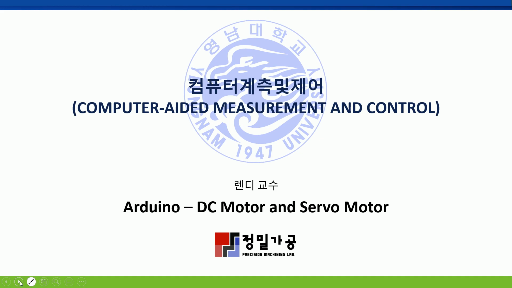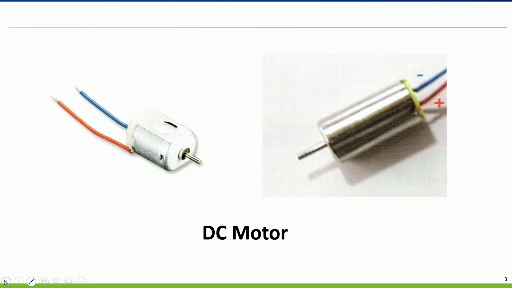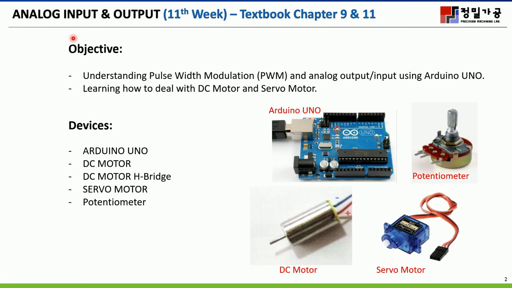Let's begin with the objective. Our objective, of course, is to understand pulse width modulation and analog input or output using Arduino Uno. And the second one is learning how to deal with the DC motor and servo motor.